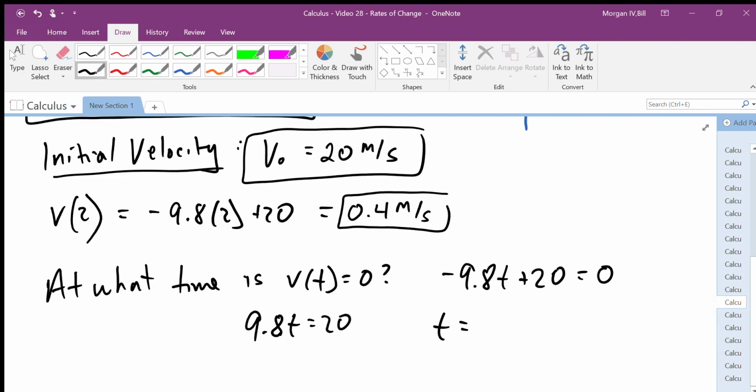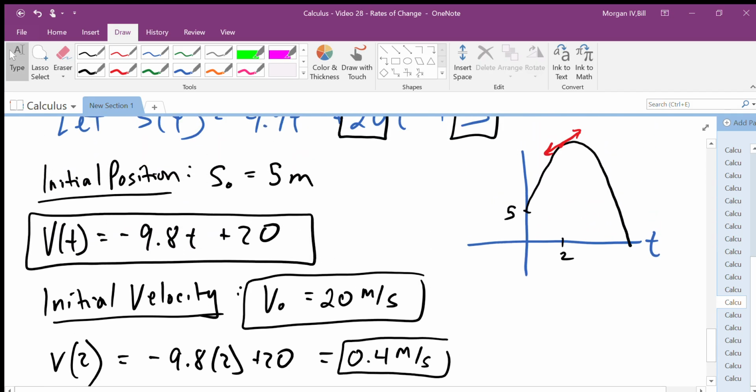Somewhere about 2.05 seconds. So what we're saying is at 2.05 seconds, we get a horizontal tangent line, a velocity of 0 from the position function. Right? This function we've drawn here, that is the position function. Okay. So what is the height that occurs there?